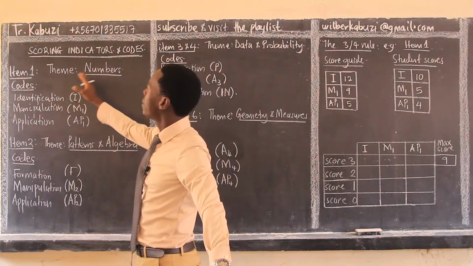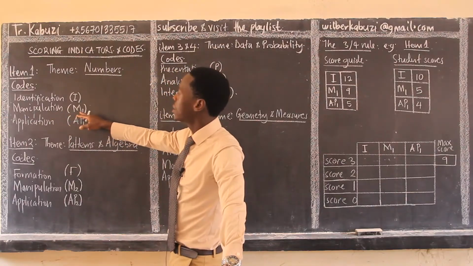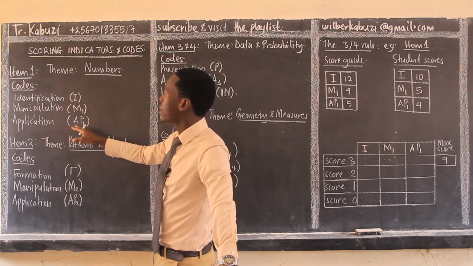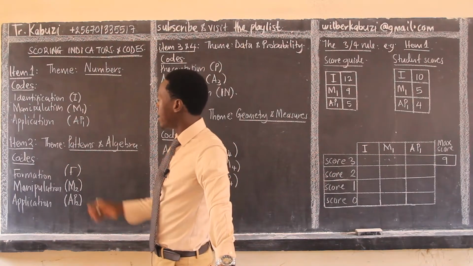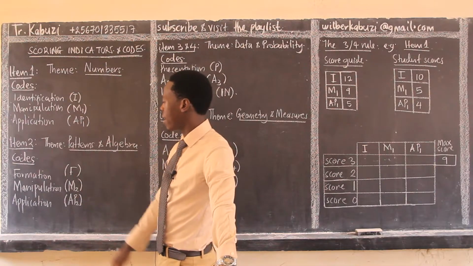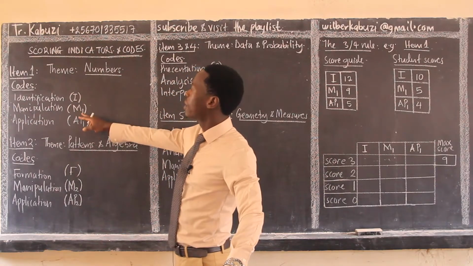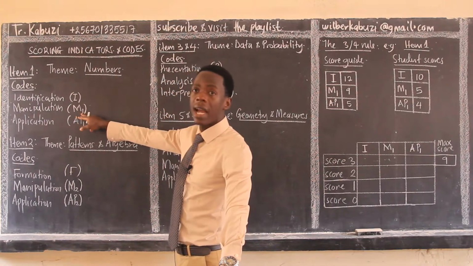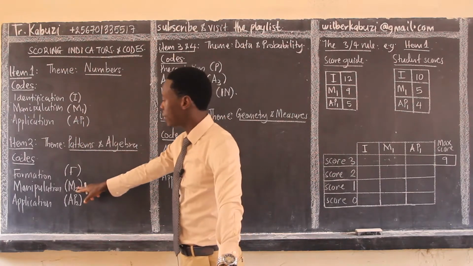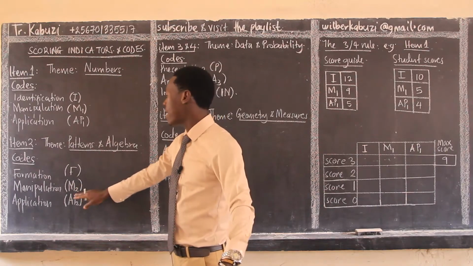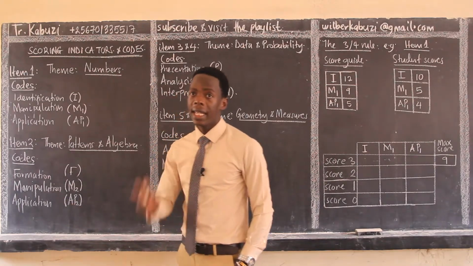Item 1, the theme is numbers. These are the codes we identify: identification I, manipulation M1, application AP1. I will come to this subscript later. Then item 2 for patterns, this is formation. You see here we have M2 and AP2, application. Why do we have this? The subscript shows that we are scoring manipulation in item 1 or element 1, and application in element 1. Here we are manipulating but in element 2, that's why you have M subscript 2. Then here a student is applying, but in element 2.